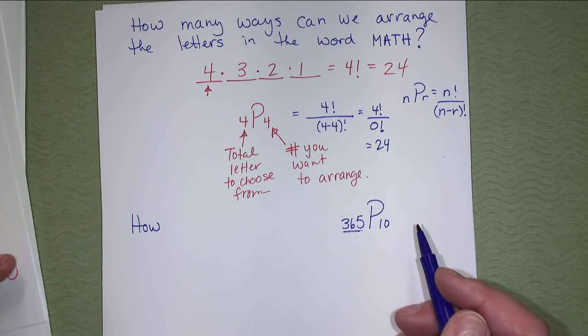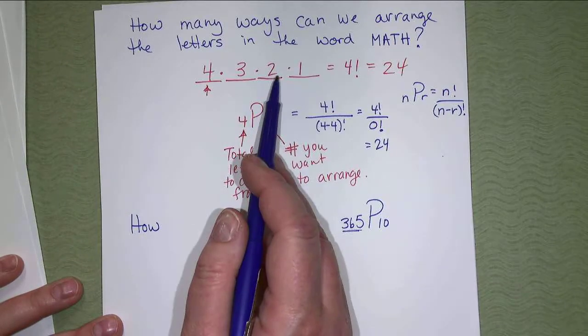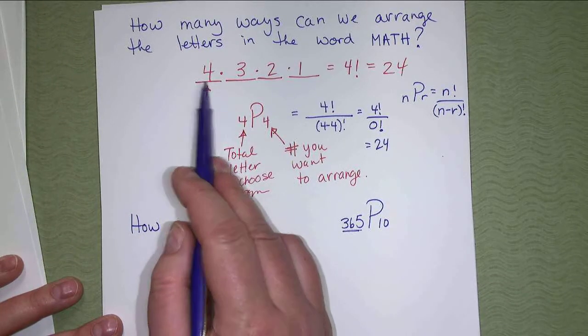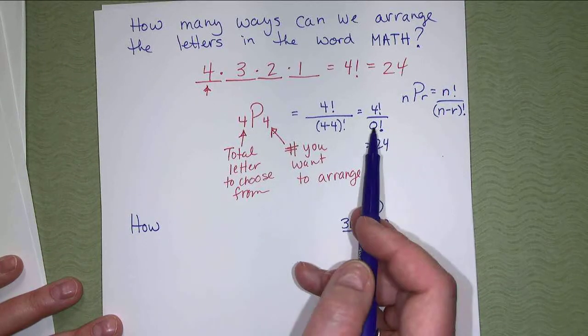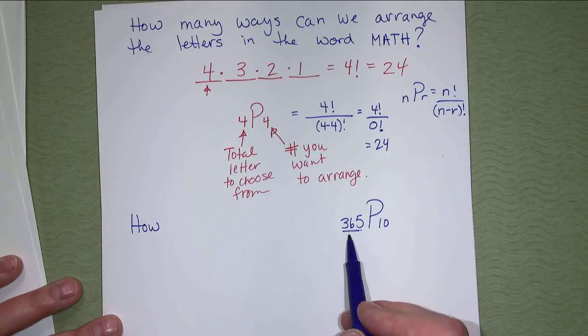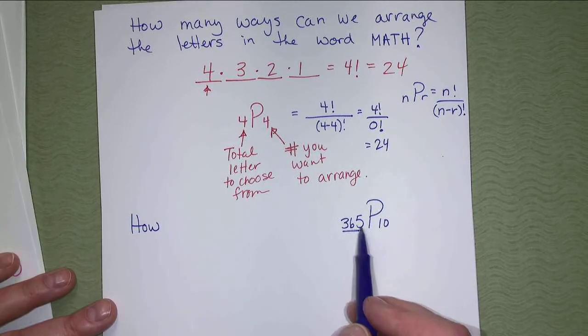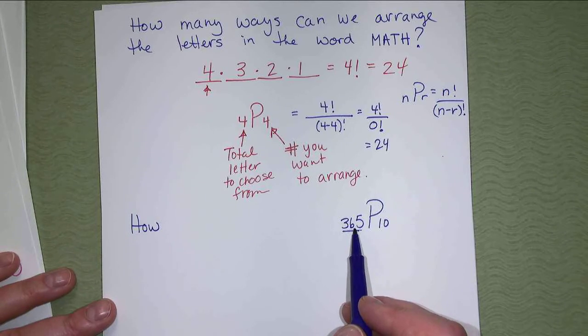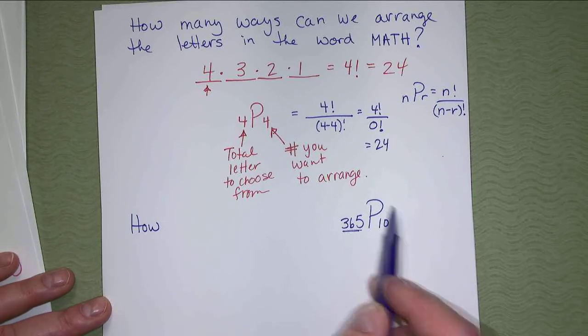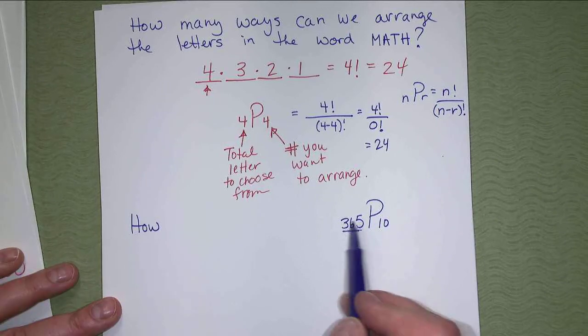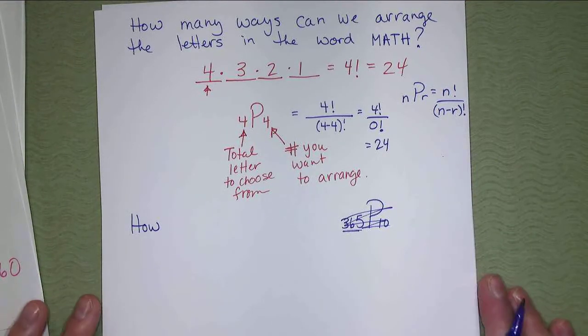Okay, so like this was going in descending order. There was 4, and we wanted 4 things, so 4p4. This would be, there's 365 things to pick from, and we want to pick 10 of them. Or if we wanted 365 things, and we wanted to pick 50 of them, we wouldn't want to type that in. So you would need this formula for that. But the number's too big anyway. It wouldn't work in your calculator.